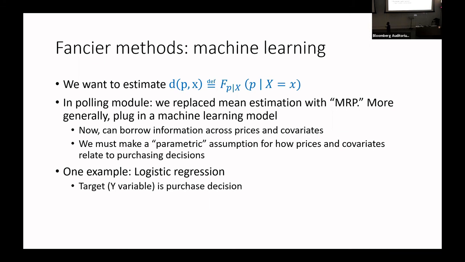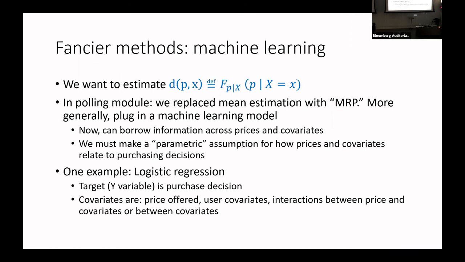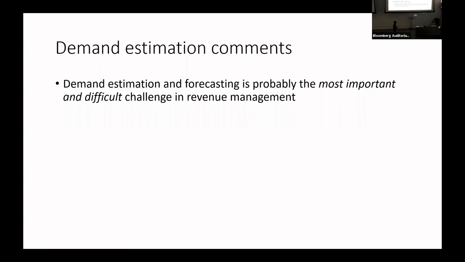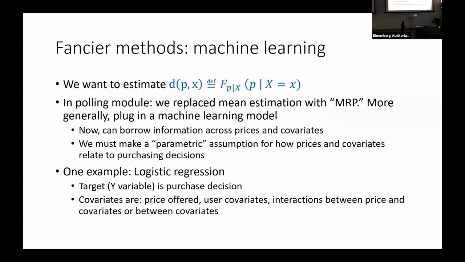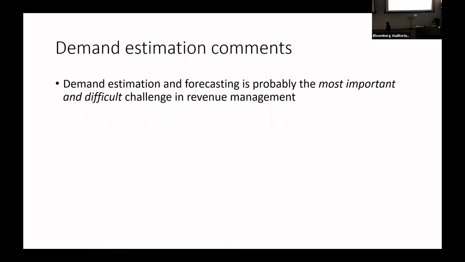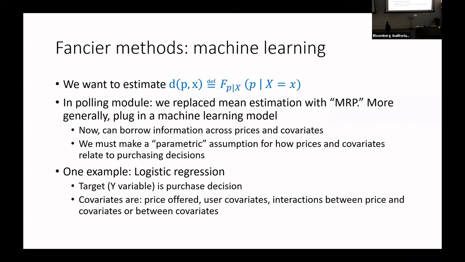Okay, so the target is my purchase decision, so a binary decision for whether this person purchased or not. And then my covariates are the price offered, the user covariate, and then any interaction between price and the covariates, or interactions between the covariates, or transformations of the covariates. So any questions on how you would do this?